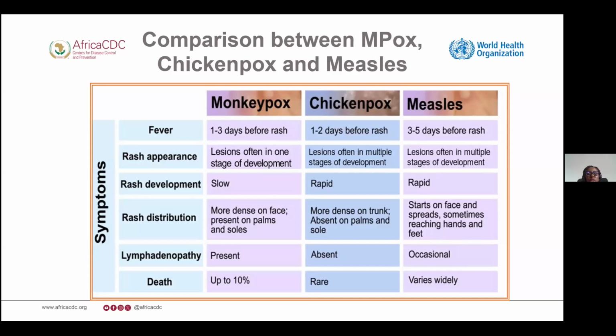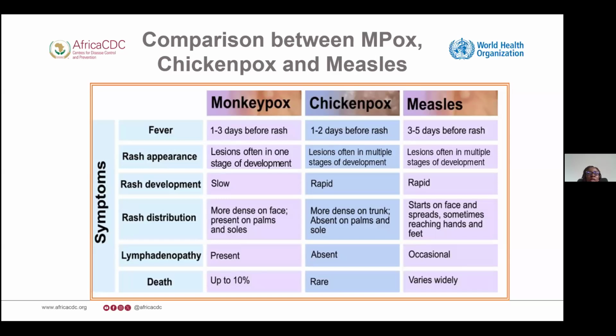Rash distribution should be known. It is important. Mpox has more dense sores on the face. 70% of people have sores on palms and soles, which is not the case for chickenpox, which is more dense on the trunk, absent on palms and soles. Measles starts on the face and spreads, reaching hands and feet. Lymphadenopathy is also a feature. It is present for Mpox, but absent for chickenpox, and at times for measles.